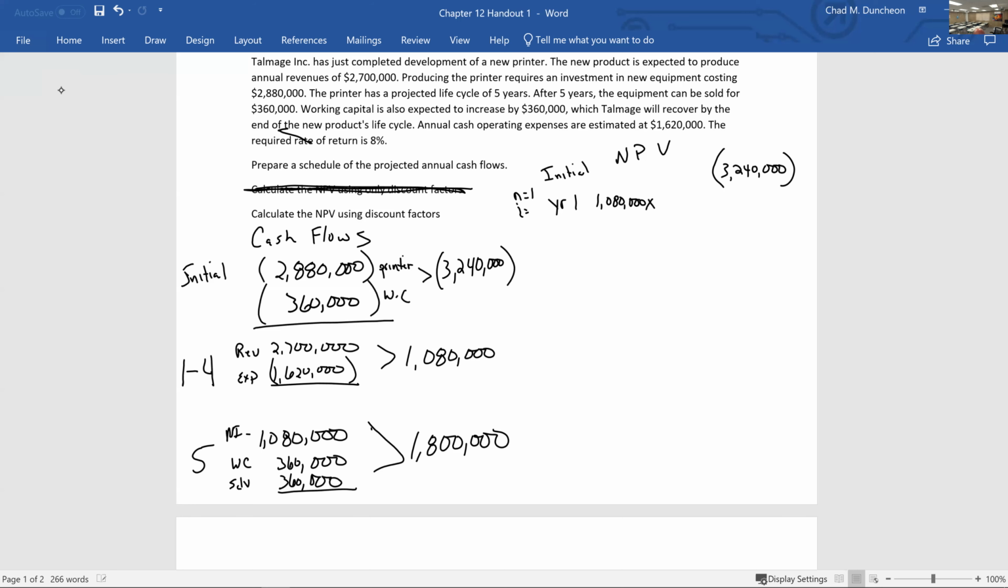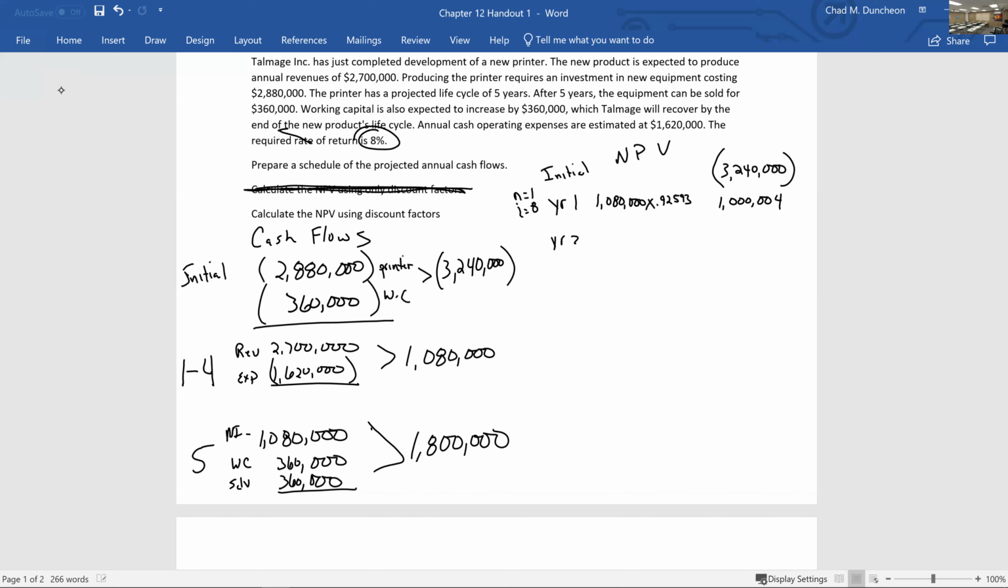And my I here is the 8% that they're expecting to get on the return. So if I go to my 8% on my chart and I look at 1 period, the first one down below it, I get a factor of 0.92593. So when I multiply those out, the present value of that is $1,004,000, and that is rounded, okay?